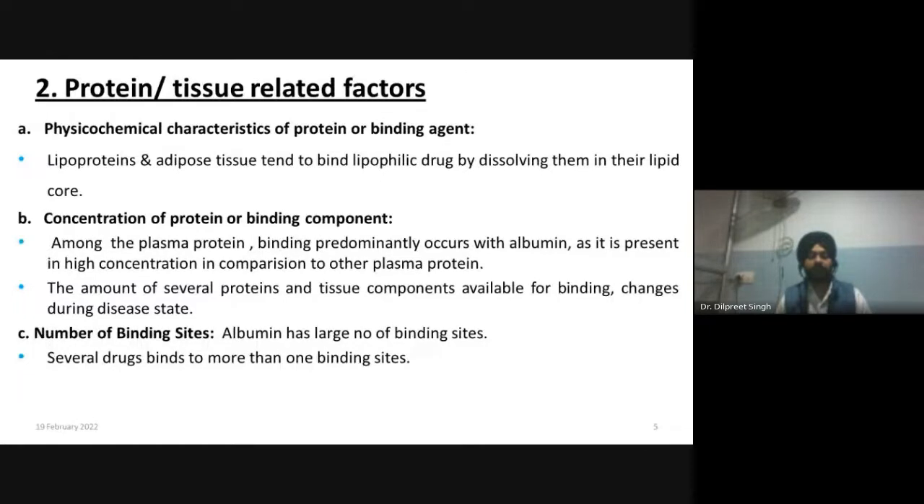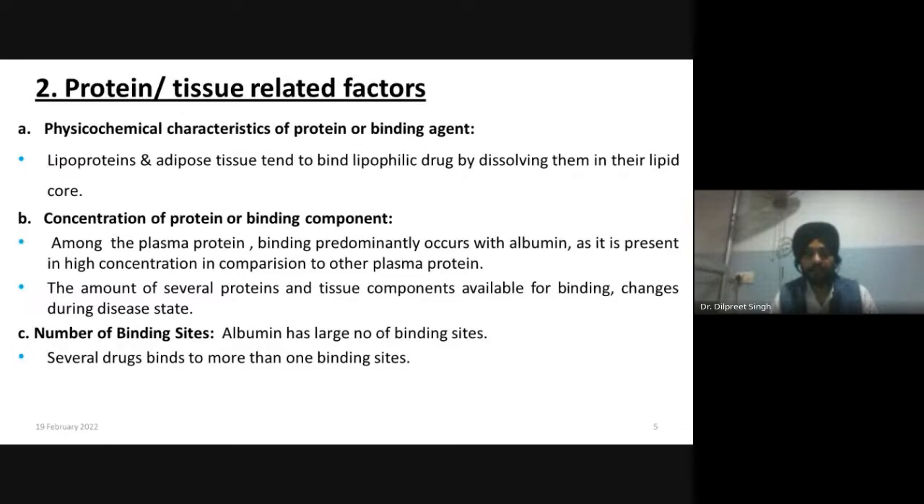The amount of several proteins and the tissue component available for binding changes during the disease state. So when we talk about inflammation conditions, nephritis, or liver metabolism, there are chances that protein concentration can vary from patient to patient. So the binding affinity can vary more in albumin or alpha acid glycoprotein, because these two proteins can alter in the disease state at a very high ratio.